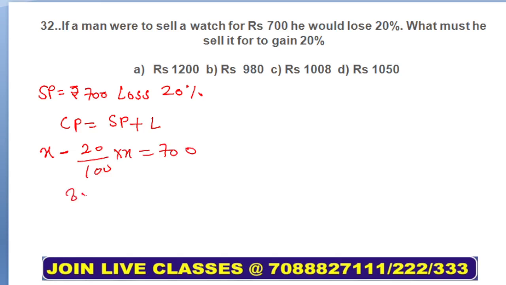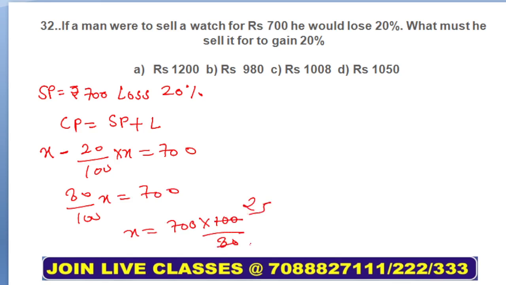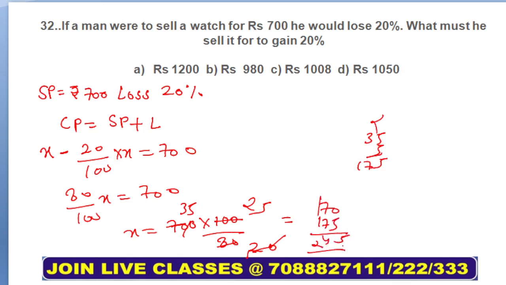This will be 80/100 X is equal to 700. X comes out to be 700 into 100 upon 80. Cancel: 0 2s, 1 2, 35. 35 2s are 70 and 35 5s are how much? 175. 245 will be your CP, okay?